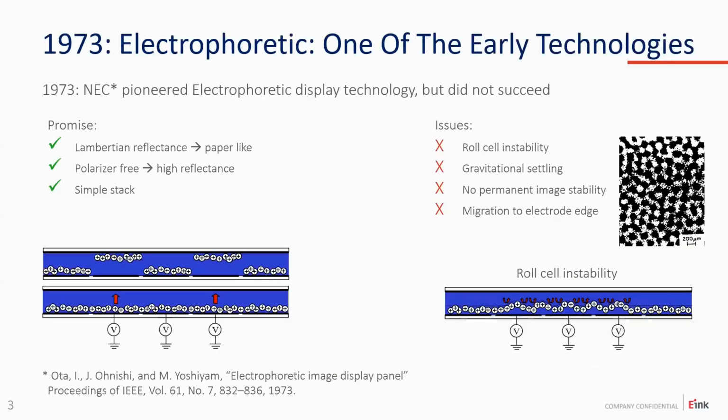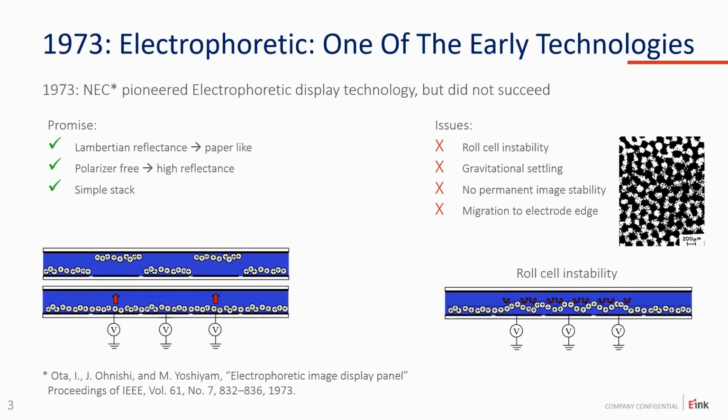That's also where I want to start a little bit, very quickly go through the history. 1973, this was one of the early display technologies with a high potential. LCD was researched at the time as well. And NEC was one of the pioneering Japanese companies who has been working really hard on this. And the promise, of course, was it is Lambertian in reflectance. So the particles reflect at all angles. So your viewing angle is really good. It doesn't need a polarizer.